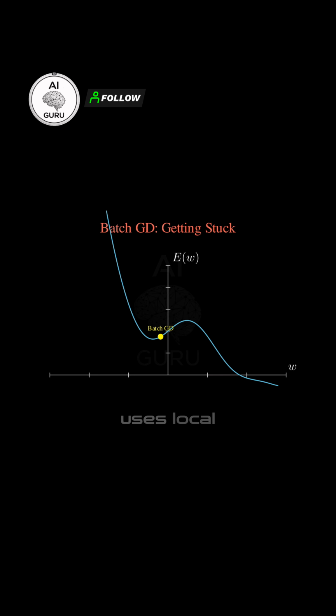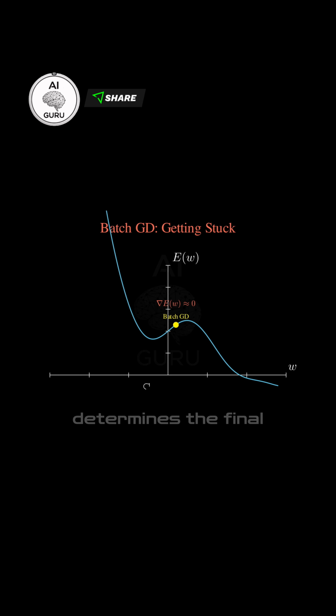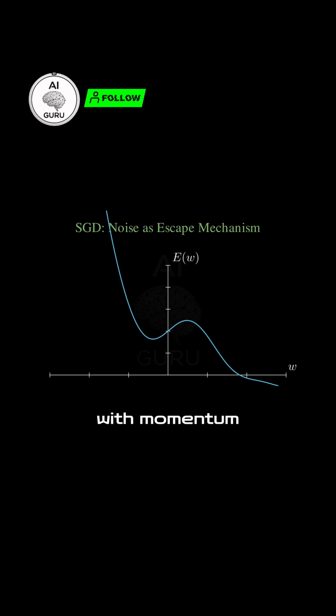The algorithm only uses local information, the steepness right where it is. So if the initial randomly set weights guide it into a suboptimal valley, it may never escape to find the true global minimum. That initial weight configuration determines the final performance, which seems like a terrifying lack of control. Let's look at the solutions developed to overcome these pitfalls, starting with momentum.